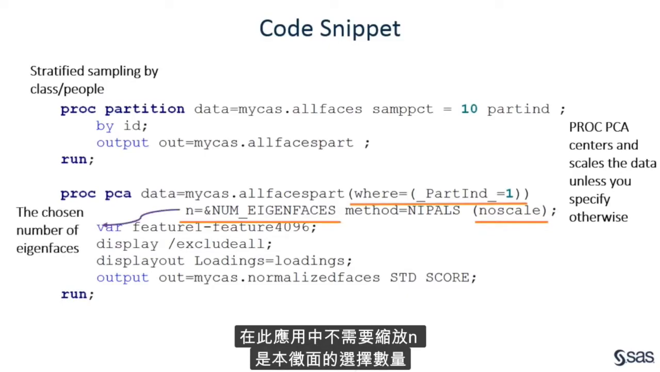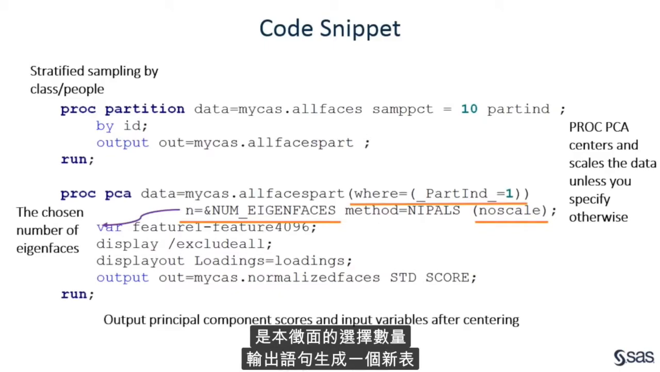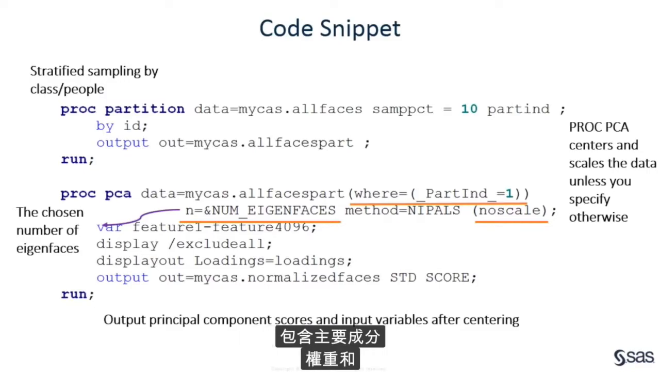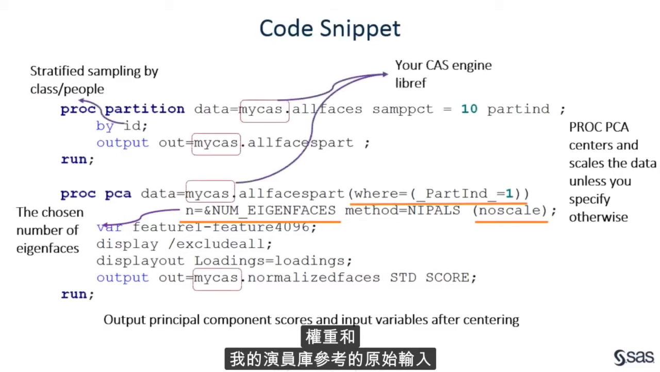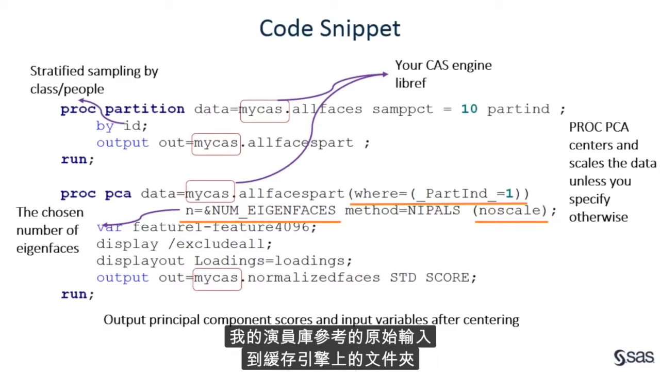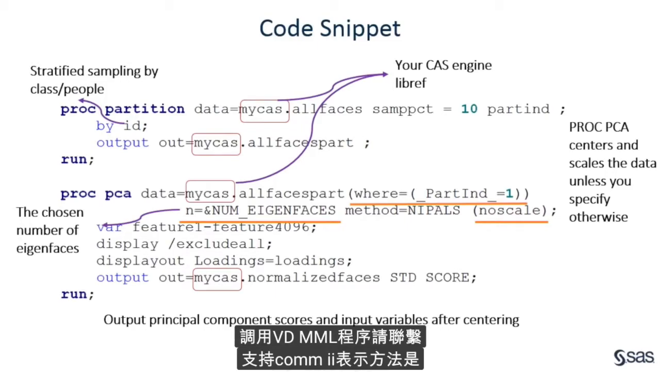N is the chosen number of eigenfaces. The output statement generates a new table which contains principal component weights and the centered values of the original inputs. The MyCAS library refers to the folder on the CAS engine where your data file is located. For more information regarding how to set up a CAS server or call VDMML procedures, please contact support.sas.com.